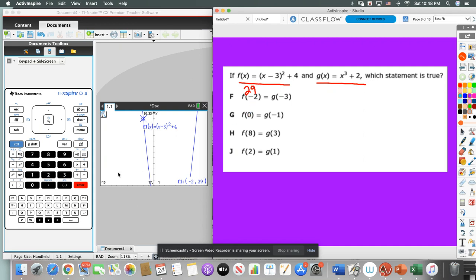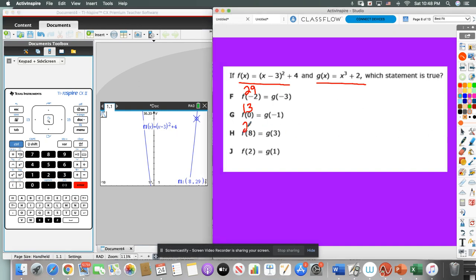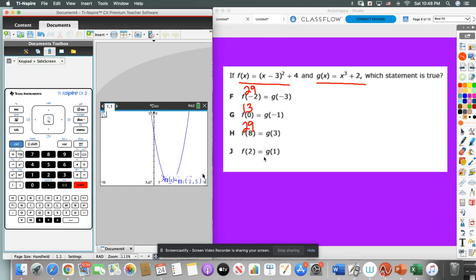Then I have input is 0, so I input 0. Output is 13. Input 8. Output is 29. Input is 2. The output is 5. So all of those were for the function of f.